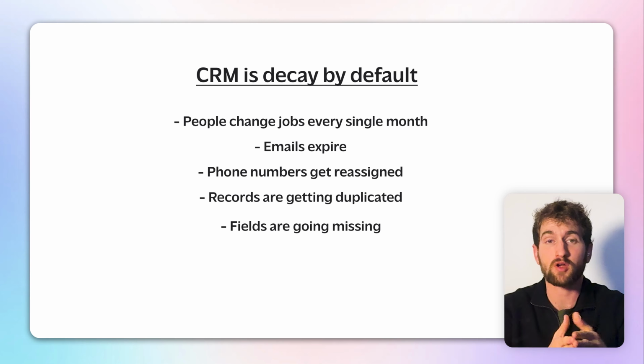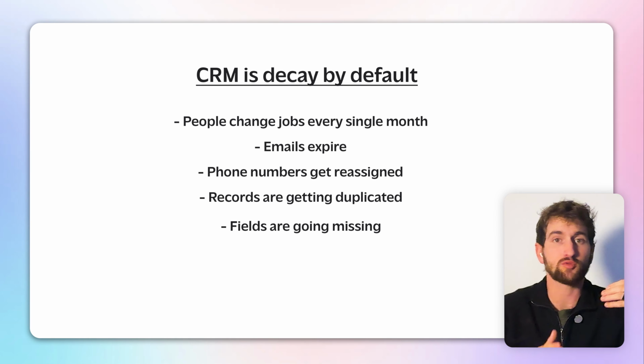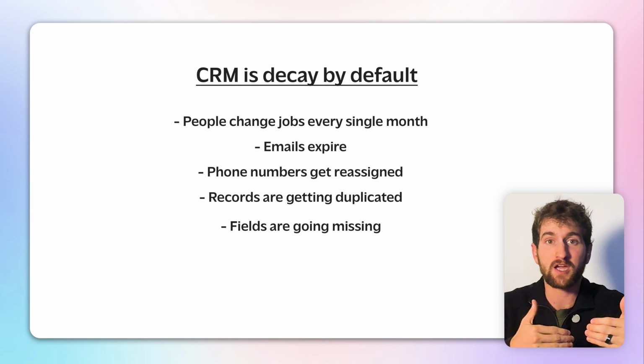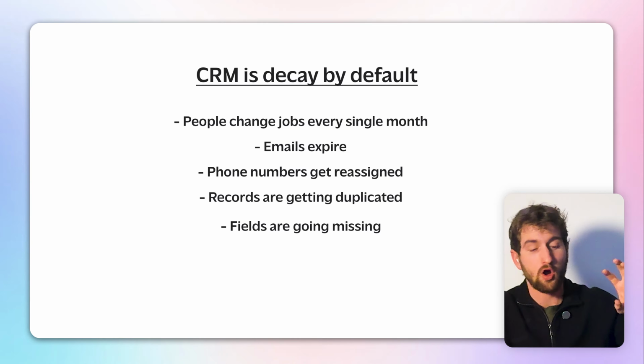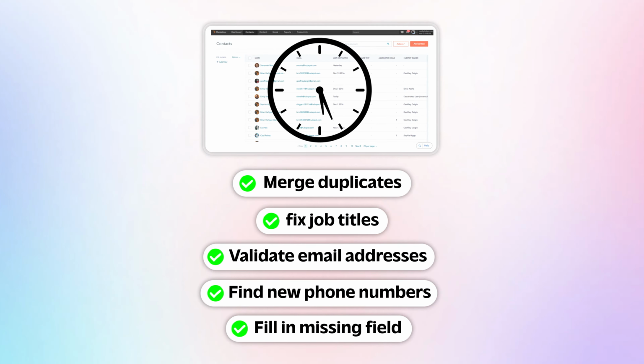What happens is pretty simple when you look at it directly. CRMs decay by default, right? People change jobs every single month. Emails expire, phone numbers get reassigned. A lot of the times the records are getting duplicated inside of your CRM, fields are going missing. A lot of things are happening automatically by default without you even knowing it. So if every quarter you look at your CRM and you realize, hey, it looks pretty clean, a lot of the time it is not going to stay that clean unless something or somebody is actively maintaining your CRM data.